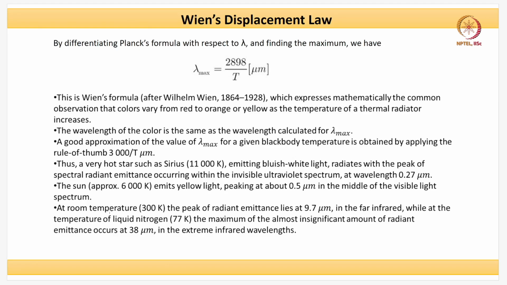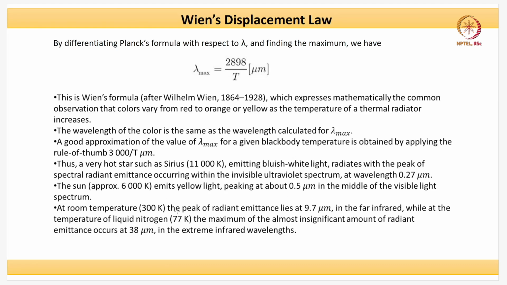All right. At room temperature, for example, which is 300 Kelvin, the peak radiant emittance lies around 9.7 micrometer, which is in the far infrared. Okay. So you can see why measuring temperature at the infrared becomes a useful thing.